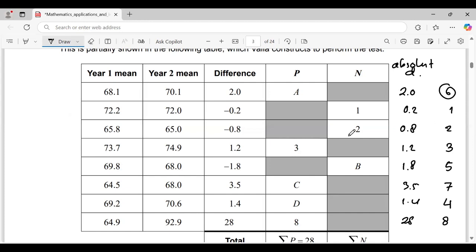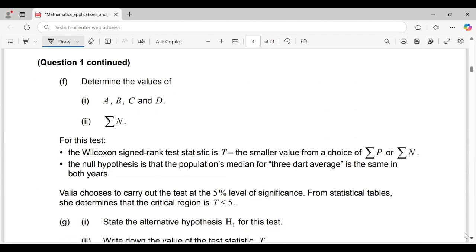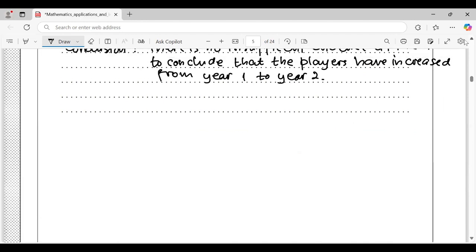So according to the information, A equals 6, then B is 5, C is 7, and D equals 4. Writing here: A equals 6, B is 5, C is 7, and D is 4.